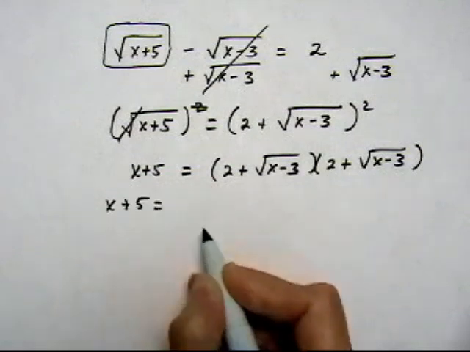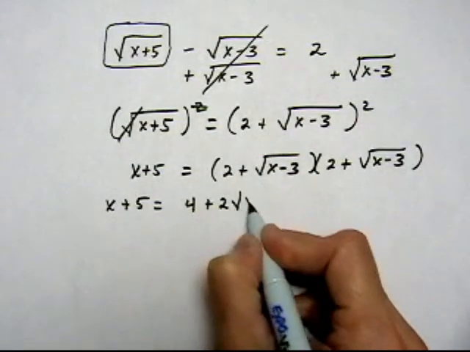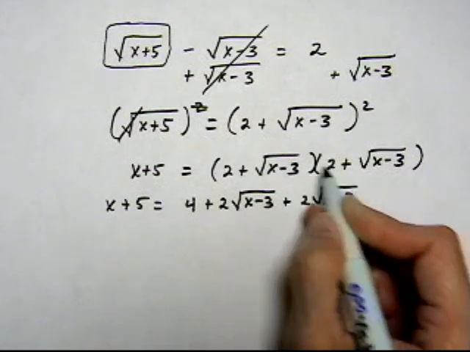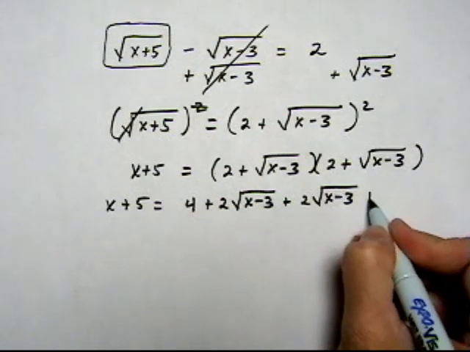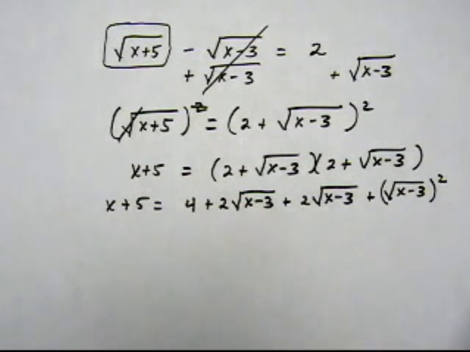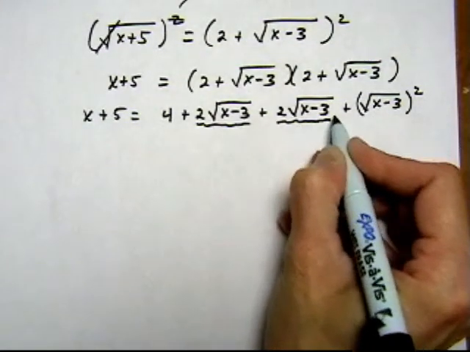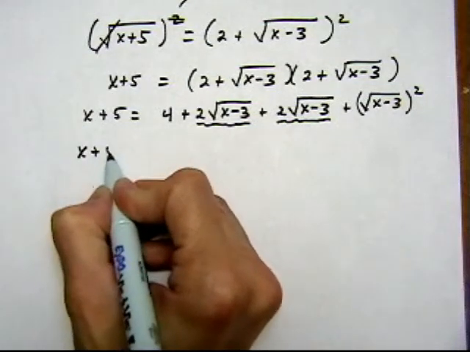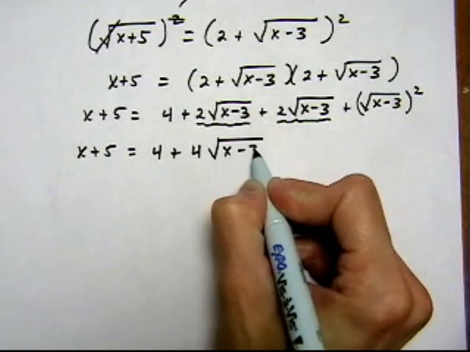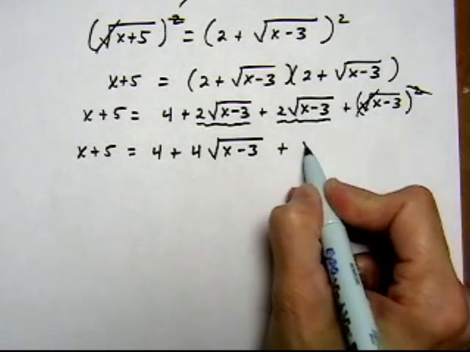so it's going to be a pretty long expression. FOILing it out, we get 2 times 2 is 4, plus 2 root x minus 3, plus 2 root x minus 3 again for the insides. And for the outer terms, we get root x minus 3 times itself. So plus root x minus 3 squared. And let's simplify what we have. We can first of all combine like radicals because they have the same index and the same insides. So we get x plus 5 is equal to 4 plus, and we can combine their coefficients, plus 4 root x minus 3. And then if we have a square root being squared, we're going to get the insides out. So that gives us plus x minus 3.